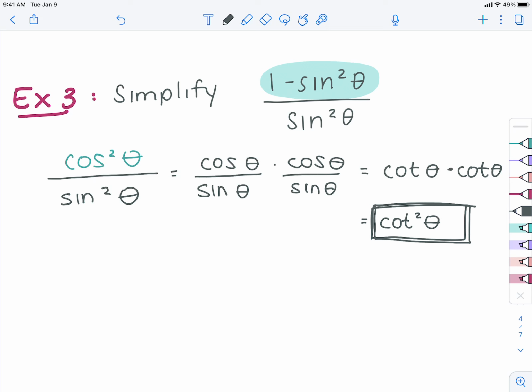So sometimes I'm going to get a pretty number like 1, and sometimes I'm just going to get it down to one trig function. All of the problems that you're doing today will either be one trig function, so you'll know you're done, or it'll be one pretty number, so you'll know you're done.